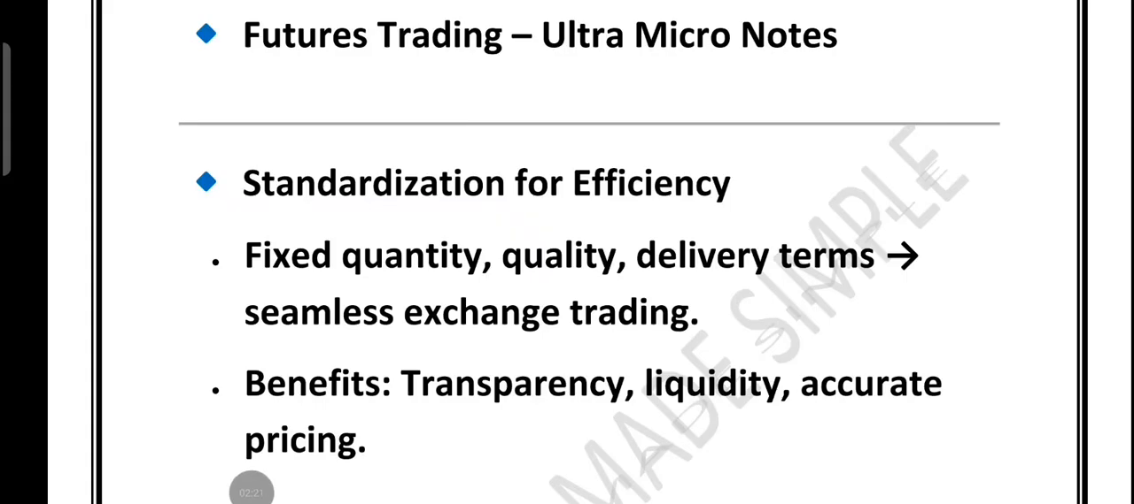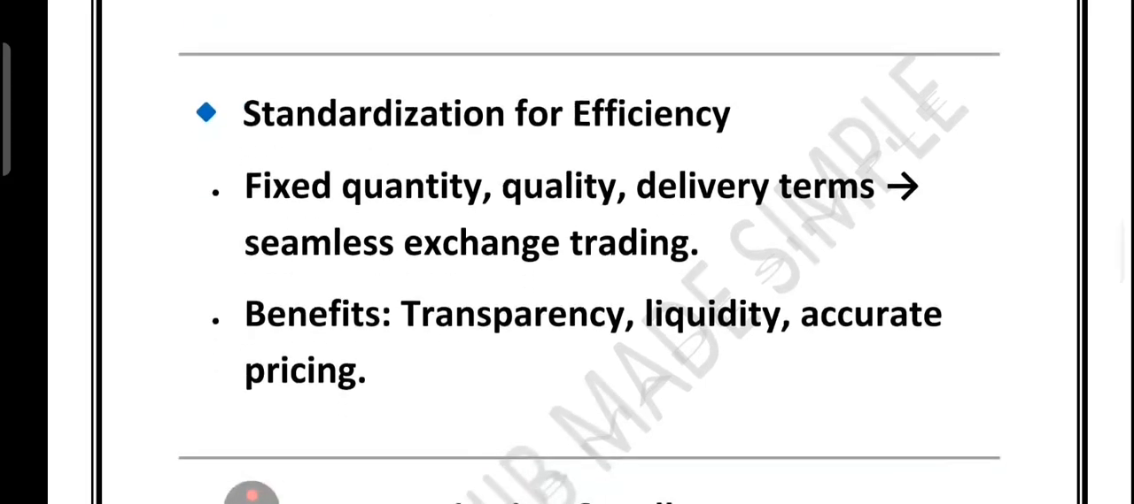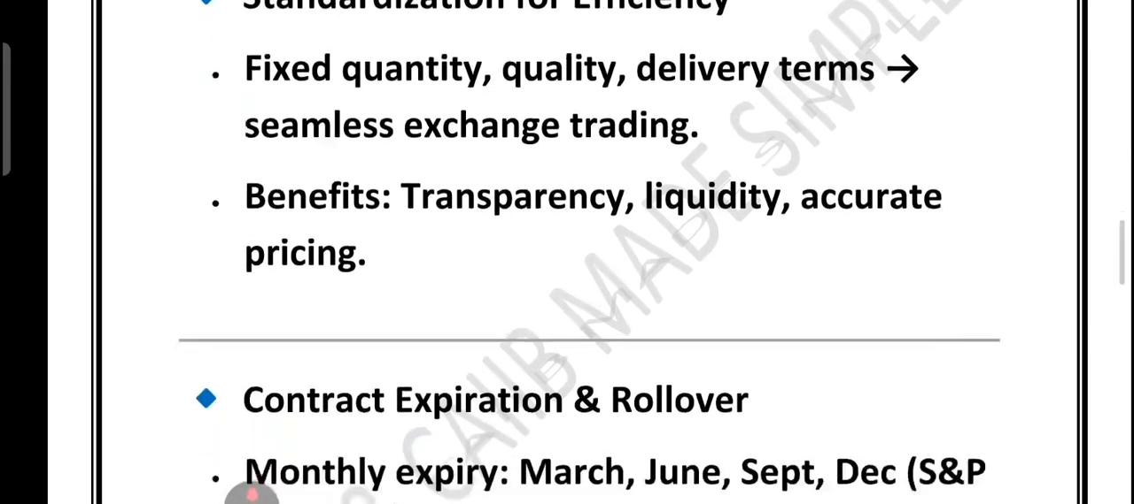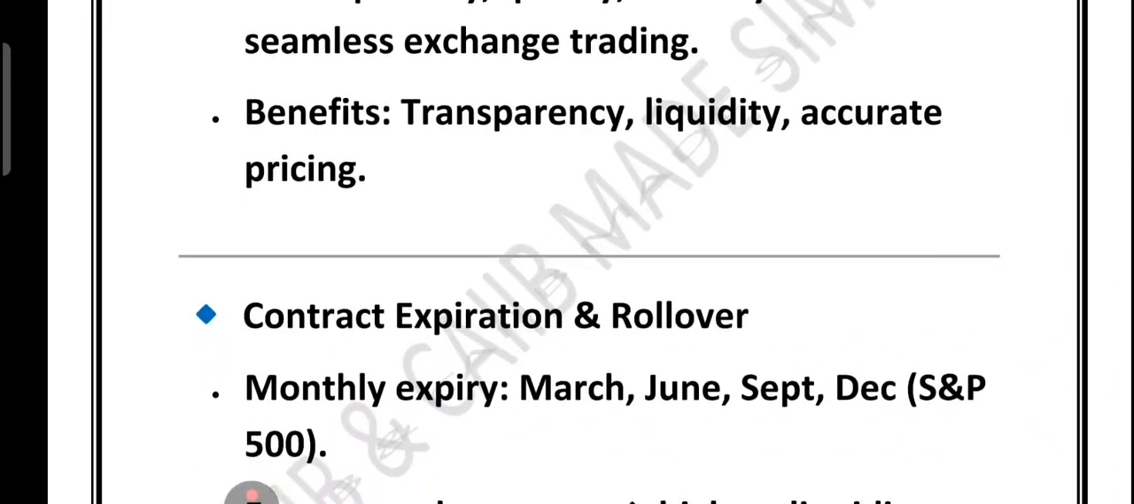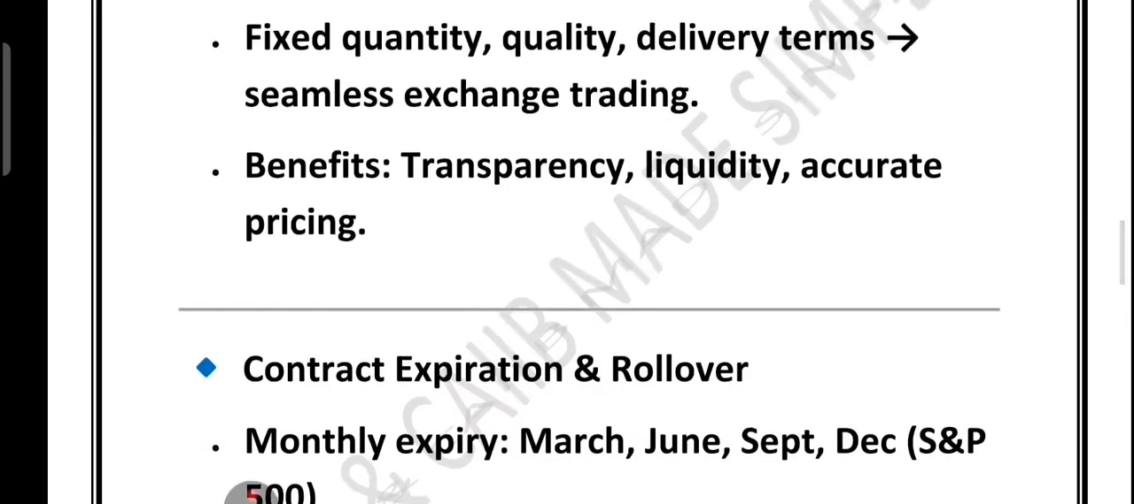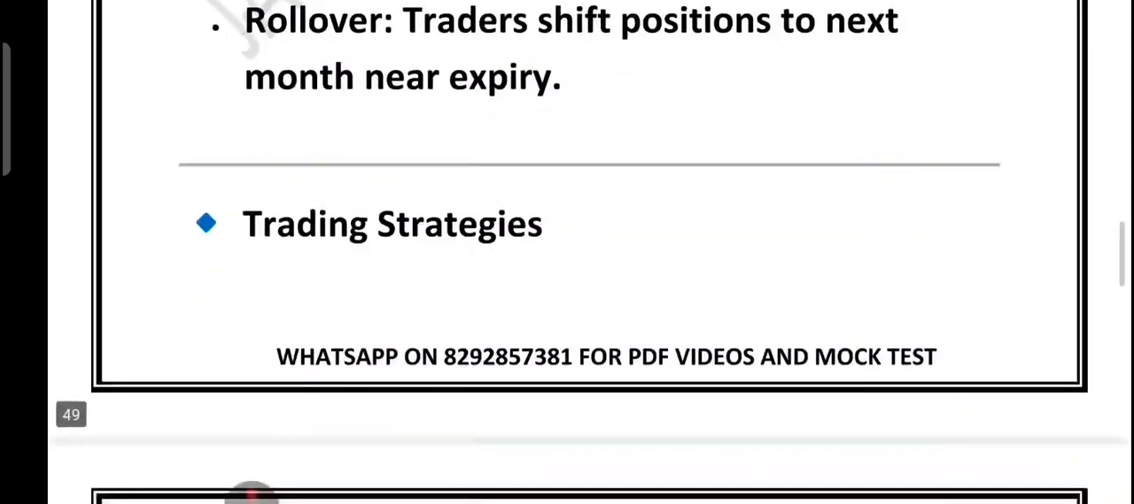Some peculiarities of future trading: future contracts are always standardized, meaning quantity, quality and delivery terms are fixed. This makes trading smooth and efficient on exchanges, because everyone knows exactly what they are buying and selling. The benefits are transparency, high liquidity and accurate pricing, with no confusion and no dispute about the contract terms. Remember these key points. What we have talked about just now is standardization, which means fixed quantity, fixed quality and delivery. I told you the benefits already. Now let's talk about the future trading overview.